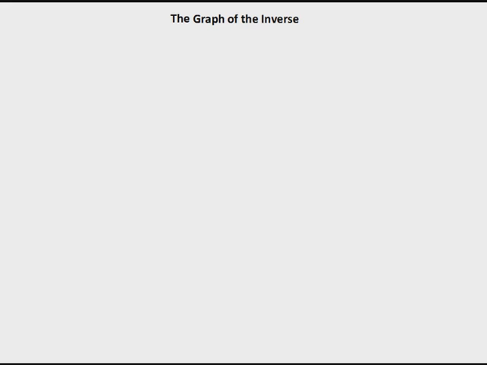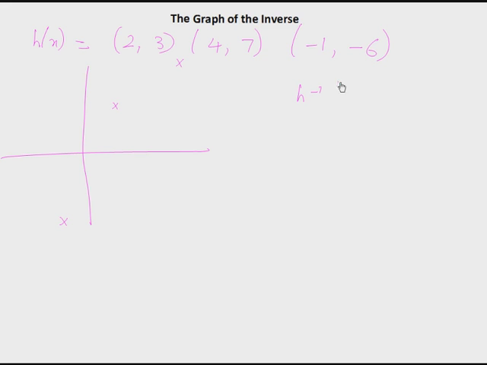It's actually very easy to do because I know if a function h of x has points say (2, 3), (4, 7) and (minus 1, minus 6), let's plot this function. (2, 3) is somewhere here, (4, 7) is somewhere here, (minus 1, minus 6) is somewhere here. These are the 3 points on the graph. Then h inverse just inverts these points. So h inverse will have the points (3, 2), (7, 4) and (minus 6, minus 1).